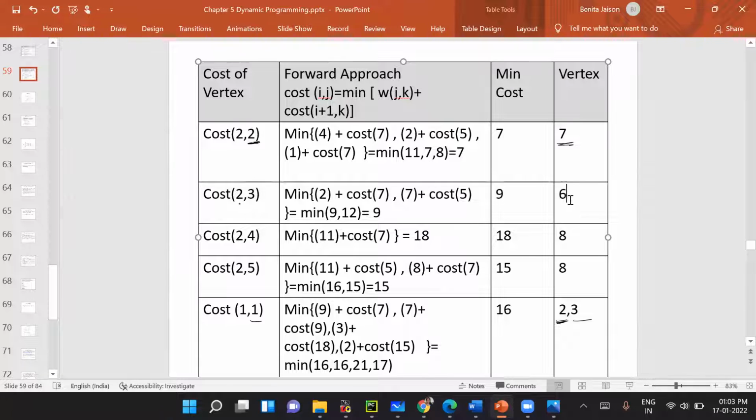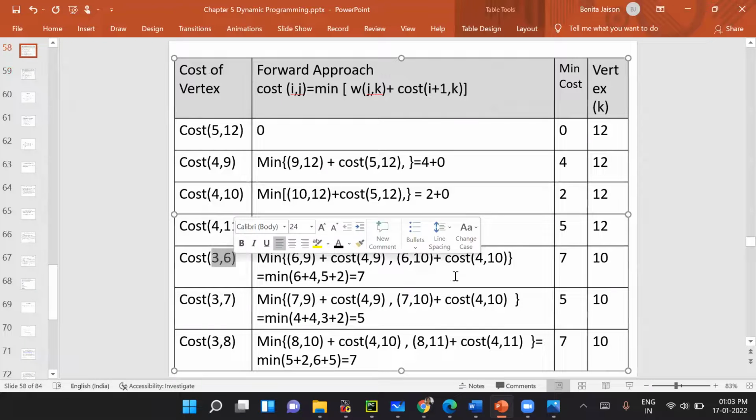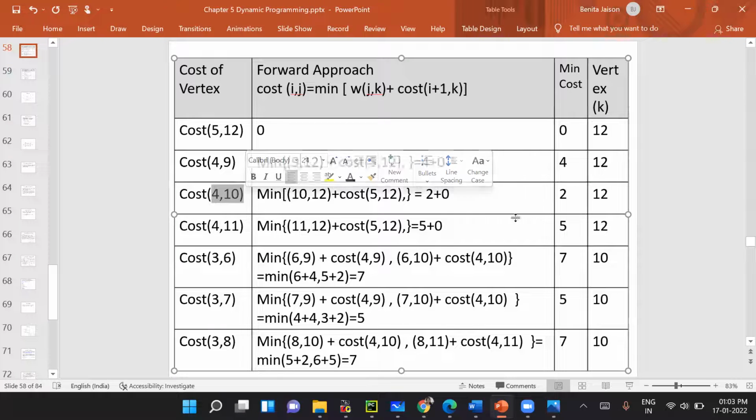Now I have to move to the previous one. For vertex 6, the minimum cost you will be getting from vertex 10. So after 6, 10. And then you see in the table, for vertex 10 in stage 4, you should be starting from vertex 12 with an edge with a minimum cost of 12. So it is 10, 12.